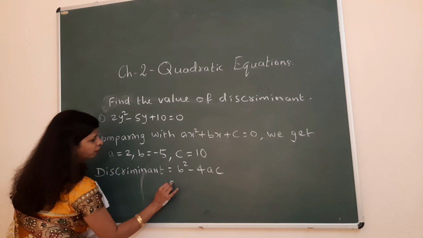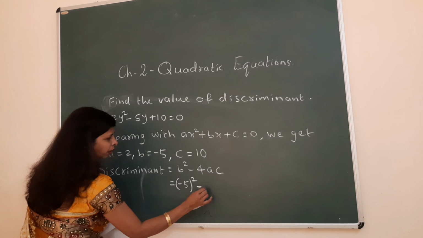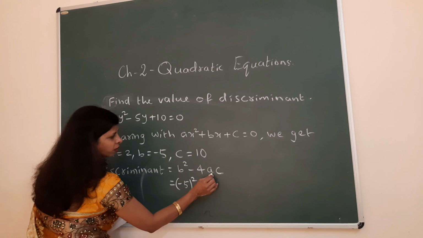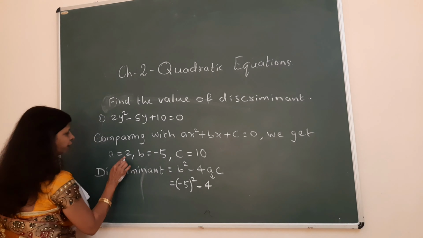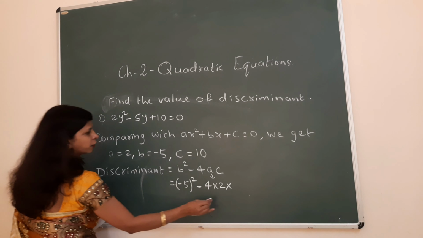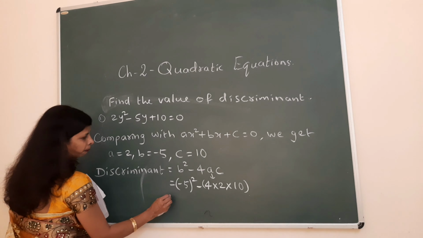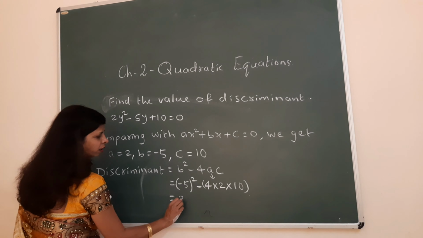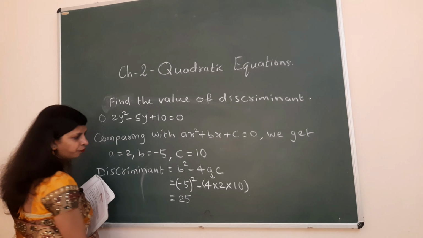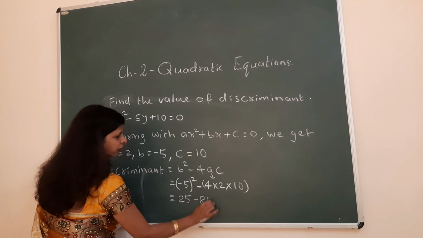So what is my b? It is minus 5. Square it, minus 4. What is the value of a? Put the value of a, it is 2. 4 into 2 into what is the value of c? It is 10. You can put inside the bracket. So here negative 5 square is 25 minus 4 2s are 8, 8 10s are 80.